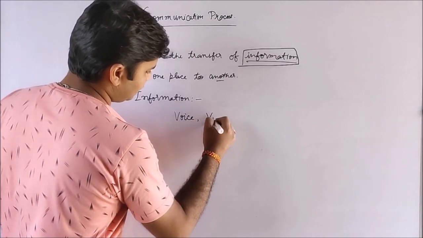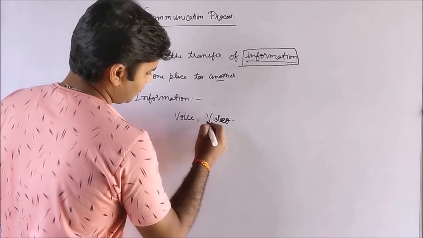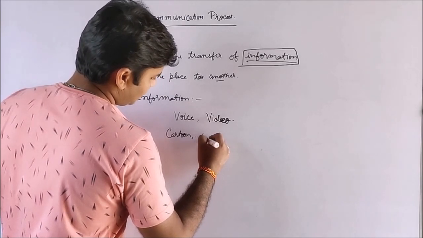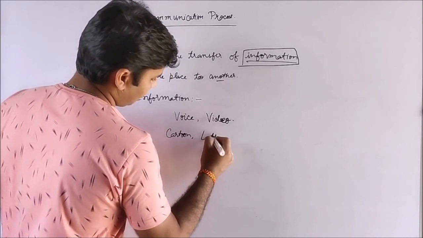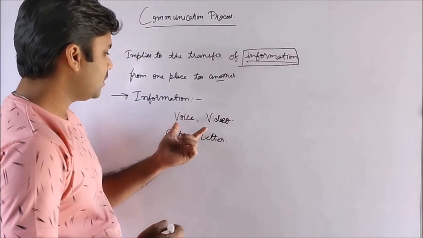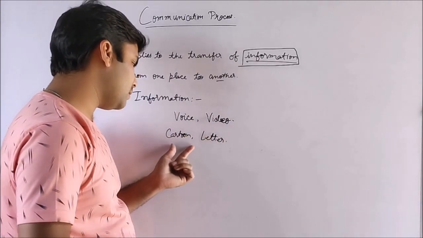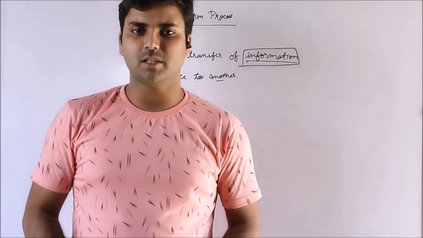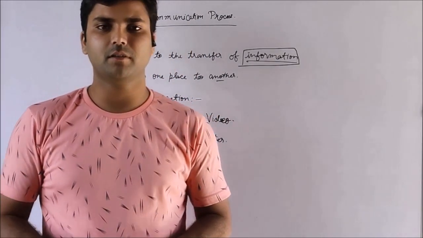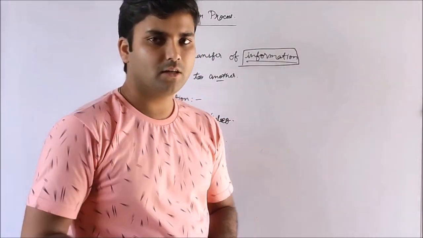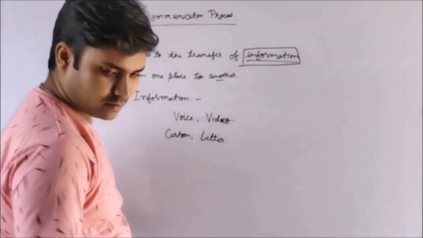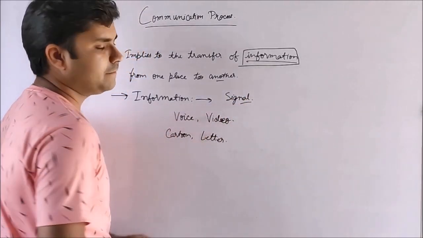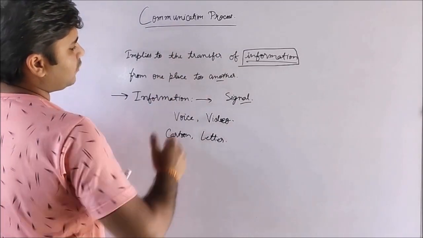It could be anything, for example a voice, video, cartoon, or letter. Whatever we wish to send through a pattern is known as information. This is in the normal sense. But when we come to the technical terms, this information is actually a signal. So the communication process involves generation of a signal.